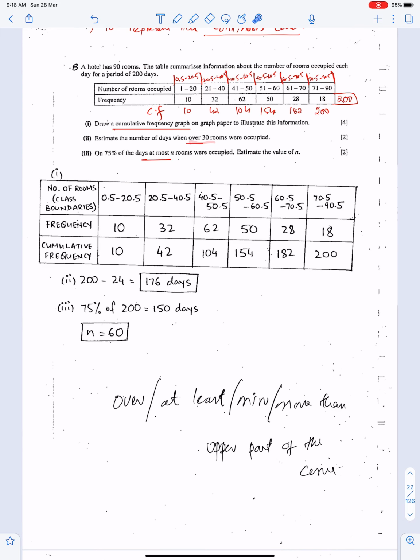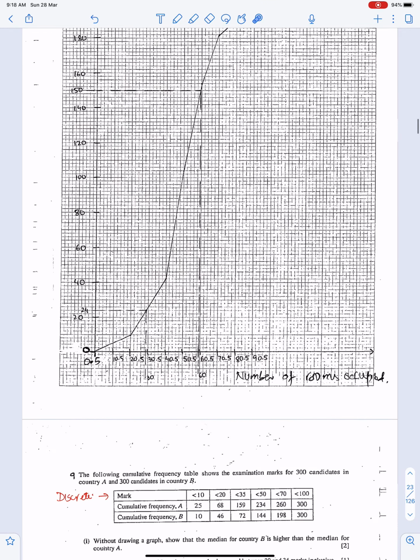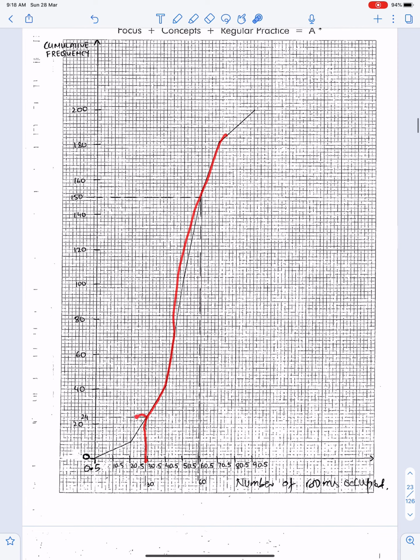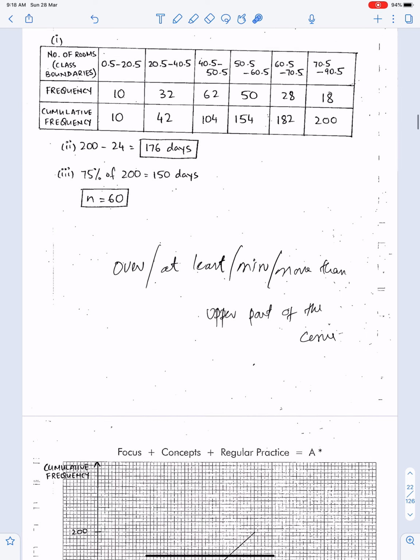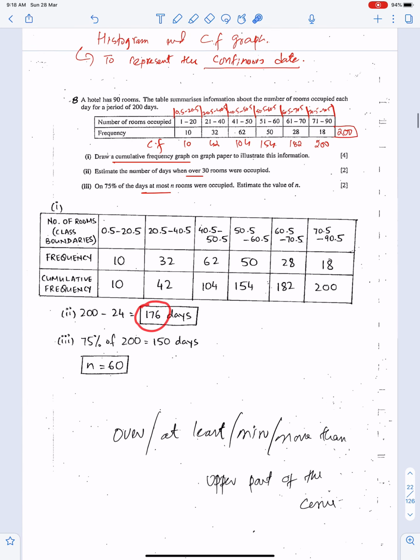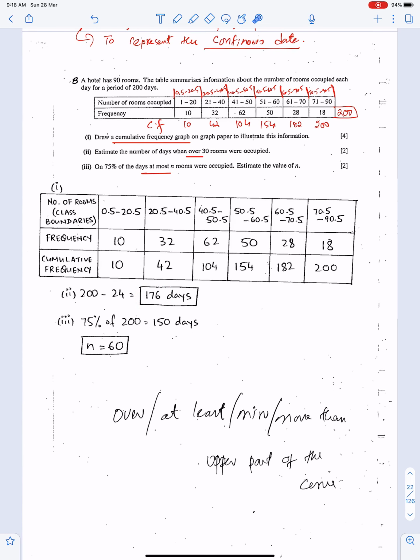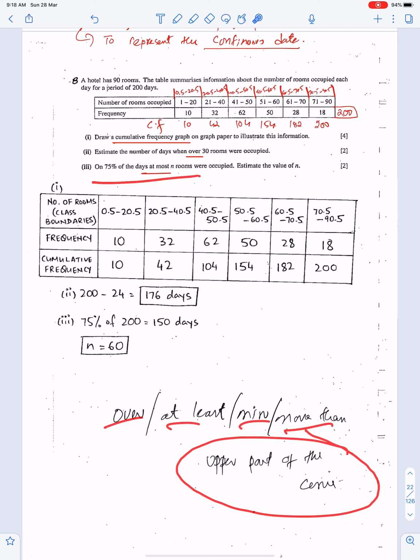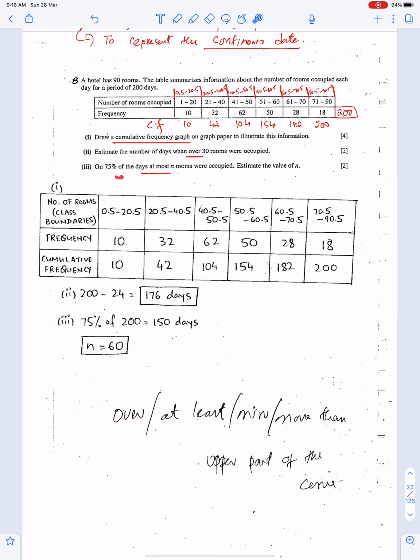Over 30 rooms. Again, they are asking over. So over 30 rooms, this is 30. So over 30 rooms means this. So this is 24. So total is 200, 200 minus 24 is 176. At most means the lower part of the graph. Over, at least, minimum, more than means the upper part of the graph, and this means the lower part of the graph.